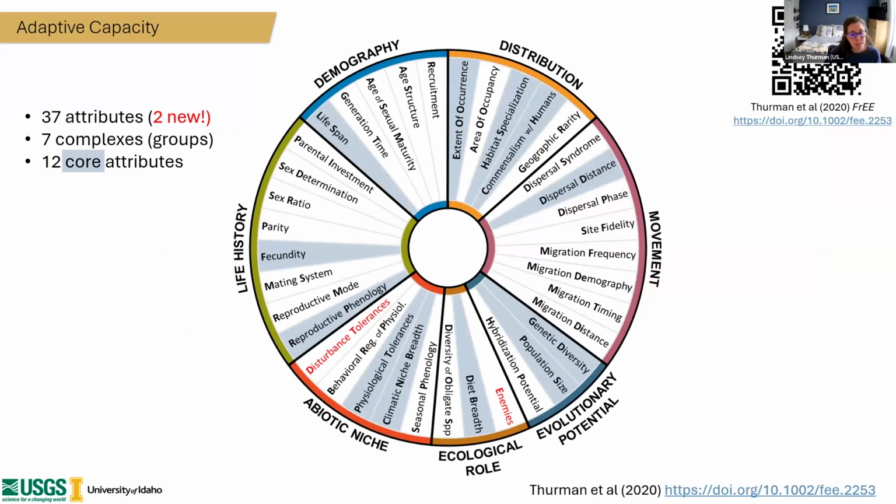And what we found was that there are 37 traits, or what we call attributes, that we grouped into 7 complexes. And we've actually added 2 new traits since the publishing of this paper back in 2020, which will be released soon. But so these traits are arrayed by those related to species distribution, those related to their movement, that's where all the migration attributes are, as well as their evolutionary potential, their ecological role, abiotic niche, life history, and demography.